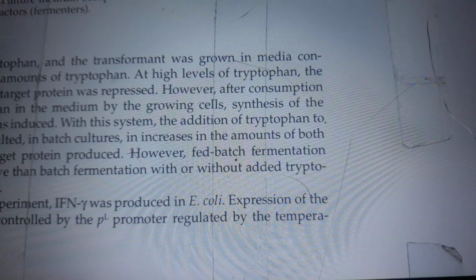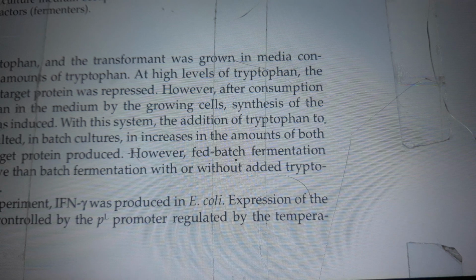and the transformant was grown in media containing various amounts of tryptophan. At high levels of tryptophan, the synthesis of the target protein was repressed. However, after consumption of the tryptophan in the medium by the growing cells, synthesis of the target protein was induced. With this system, the addition of tryptophan to the medium resulted in batch cultures and increases in the amounts of both the biomass and target protein produced. However, fed batch fermentation was more effective than batch fermentation with or without added tryptophan.